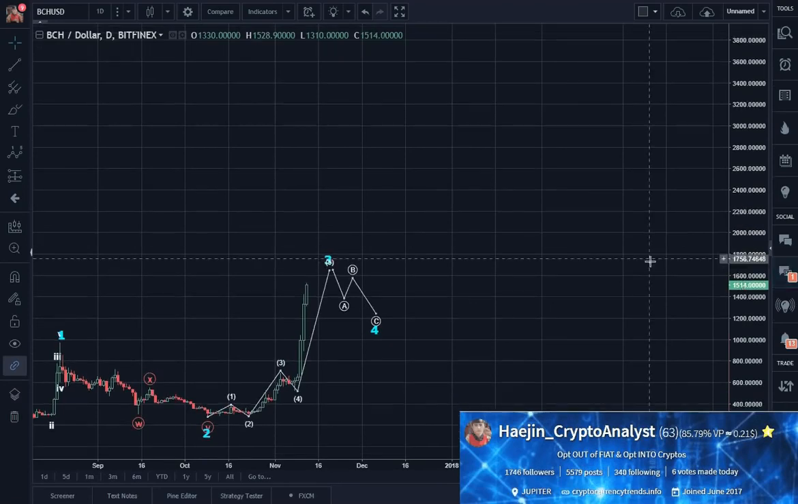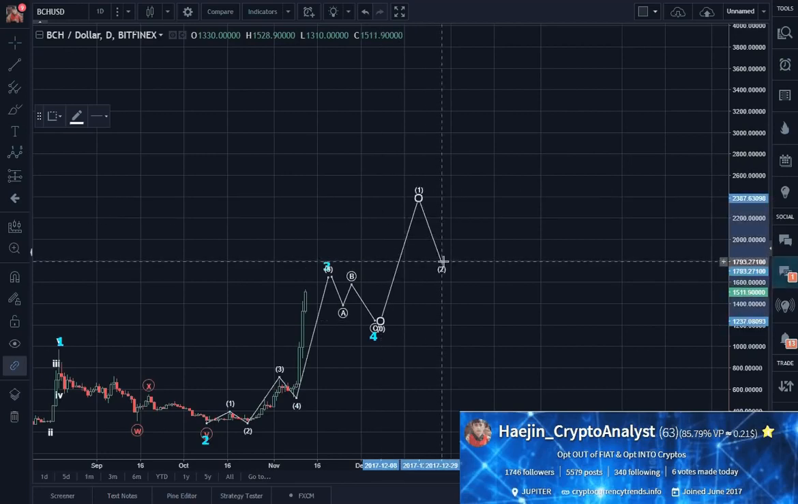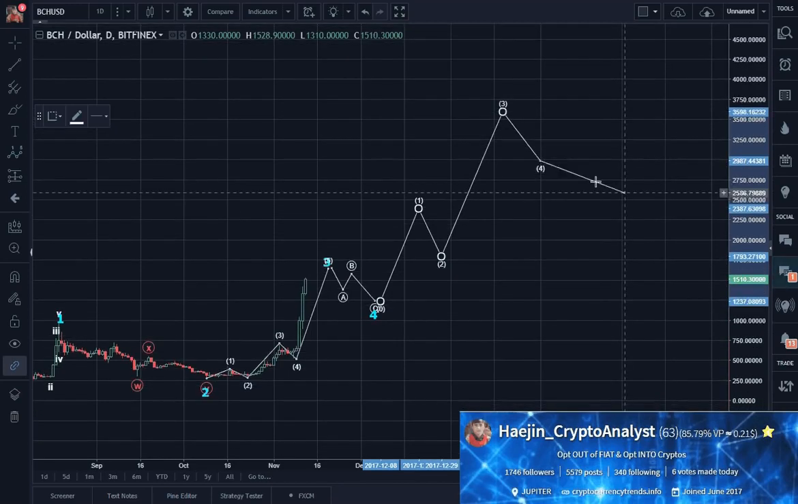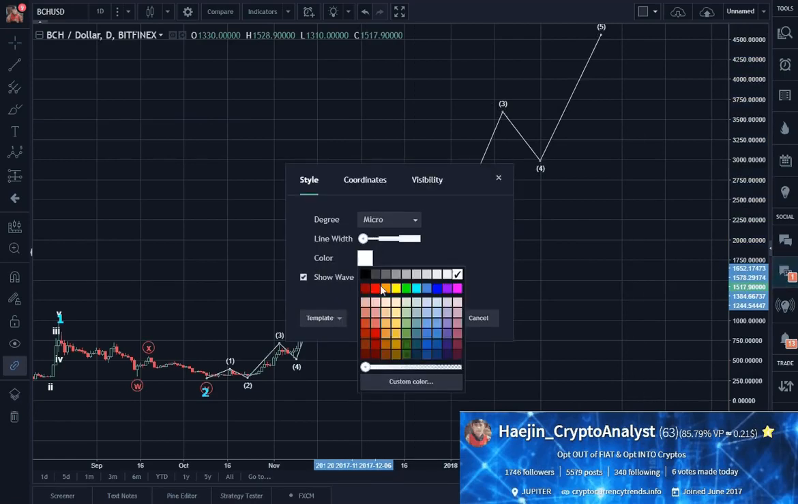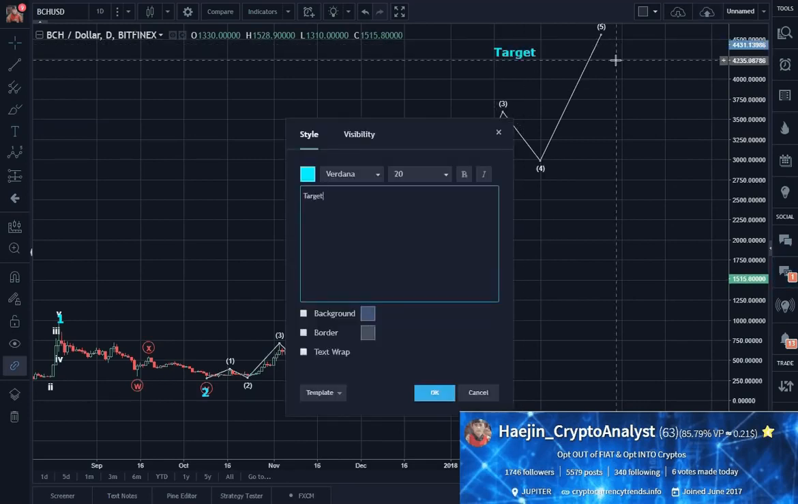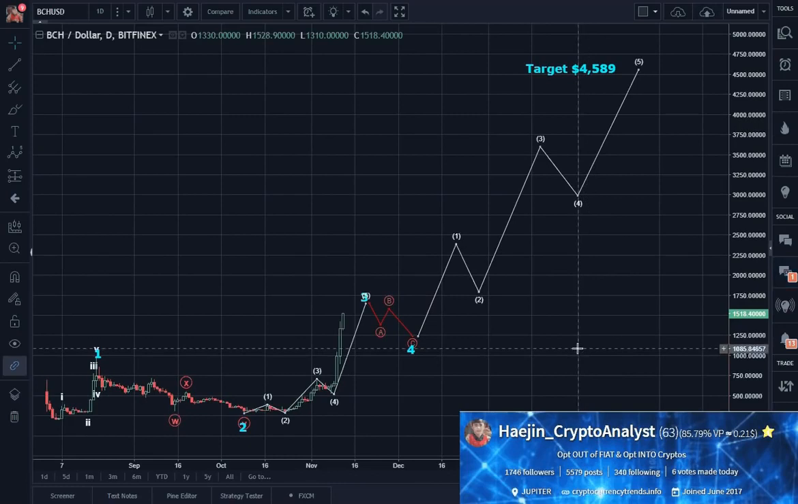And I'm shrinking it down so I can fit the waves in. Ready for this? 1, 2, 3, 4. Five. That's right. I'm not kidding. 4,589. This is a beauty, this is a sight to behold, people.